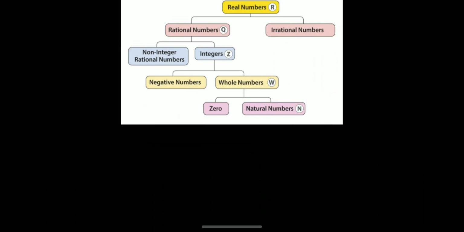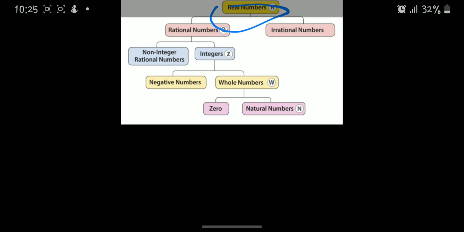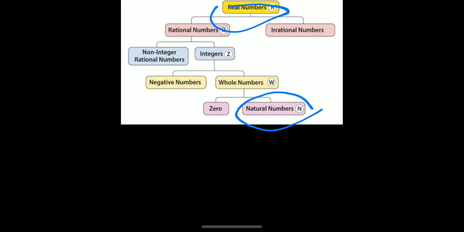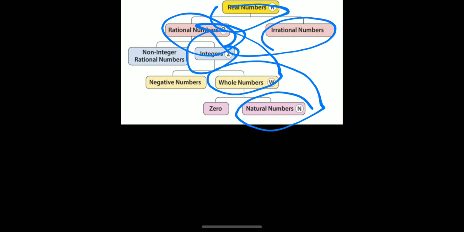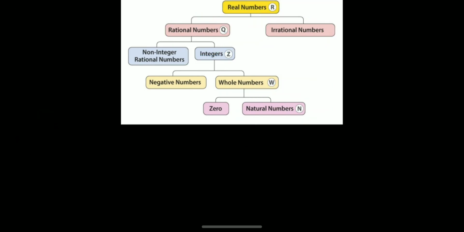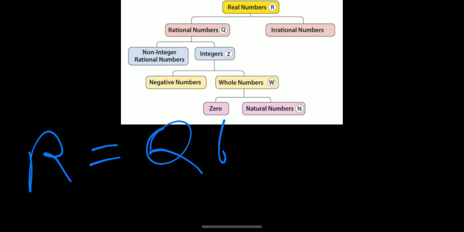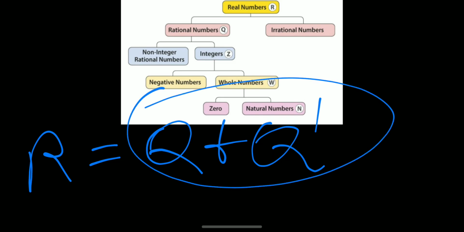Now let's talk about real numbers. The natural numbers, whole numbers, integers, and rational numbers combined with irrational numbers are called real numbers. The real numbers are denoted with R. R is equal to Q plus Q dash. Q and Q dash belong to R.